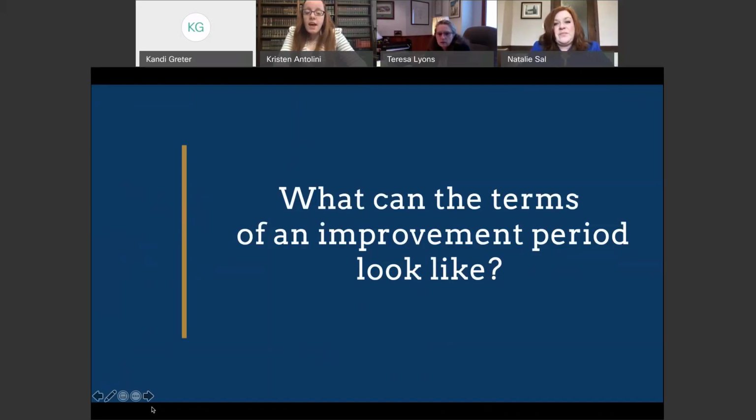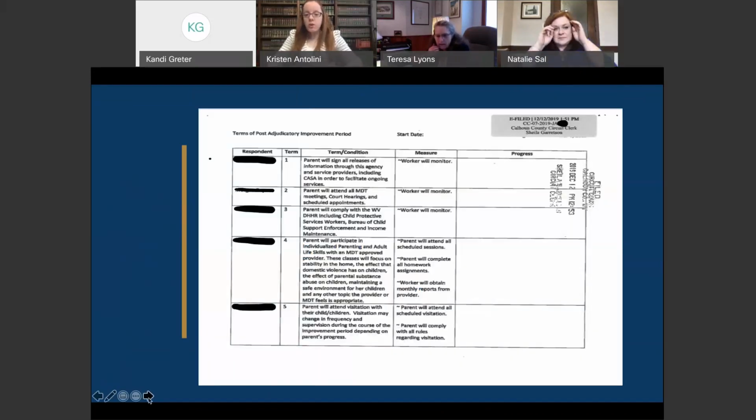So Natalie, I think it's helpful, and I think that you would agree, to have the terms and conditions in writing, whether it's through an order, through a letter, or through something like what I've put on the screen. This comes from the Fifth Judicial Circuit from Judge Ashley, where they actually create this chart and list out all of the possible terms and conditions of the improvement period, who will monitor it, and then they follow that progress and make notes, and they file this in the court file. But there are, of course, many different formats that can be used to put this in writing.